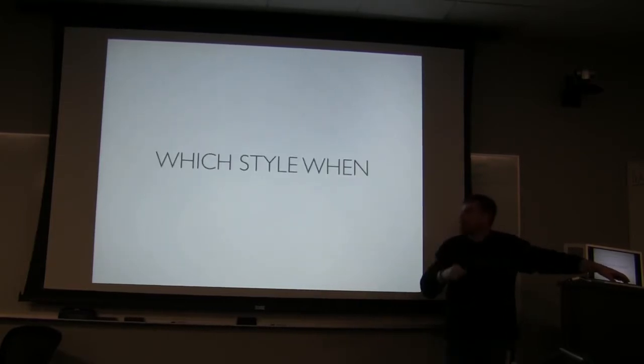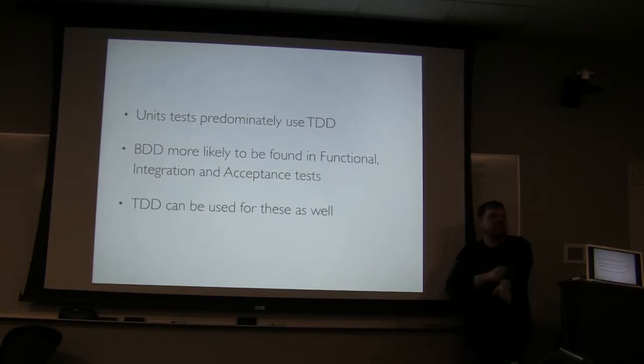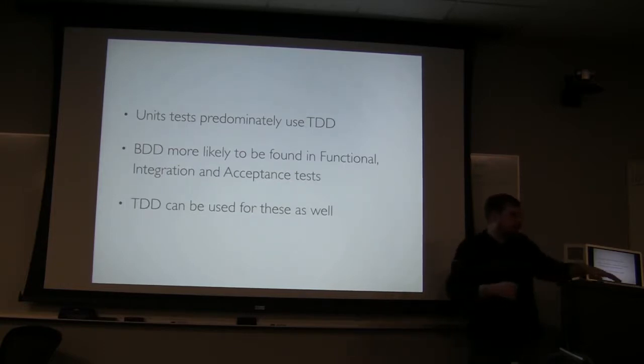So here you go. Which style when? All right, so your unit tests are predominantly going to use TDD. This is where you're going to see that used the most. I expect to call this method and it's going to return me this. If I pass this in, this is going to be equal to that. Very much code level, that kind of logic expectation. Doesn't mean you can't mix and match them, but that's predominantly where you're going to see TDD in unit tests. BDD is more likely to be found in your functional integration and acceptance tests. TDD can be used out there as well. We actually do all TDD at the moment in all of those layers. So again, it can be mixed and matched.